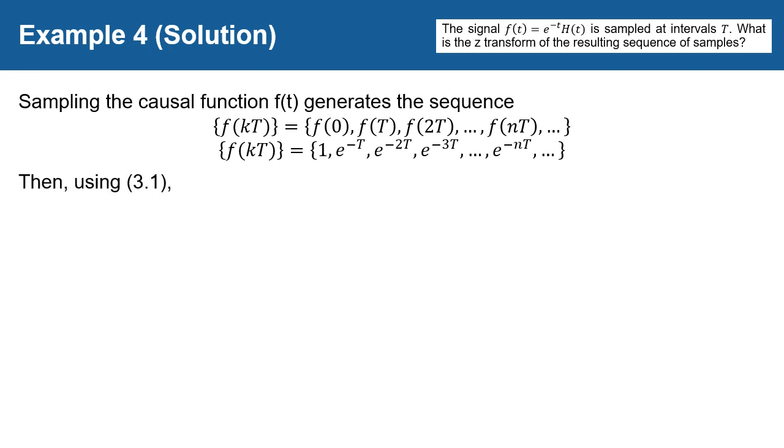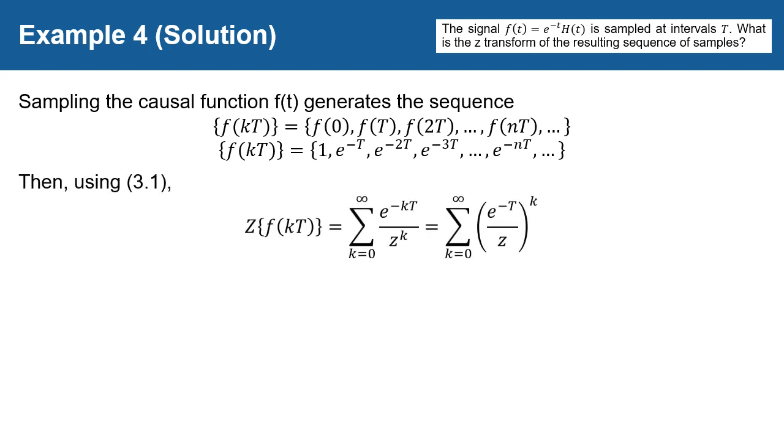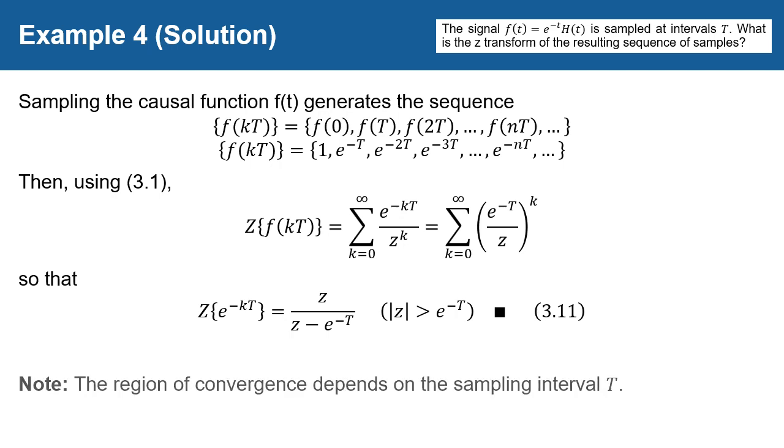Then using 3.1, the z transform of f of kT is equal to the sum from k equals 0 to infinity of e^(negative kT) over z^k. This is equal to the sum from k equals 0 to infinity of the quantity e^(negative T) over z, raised to k. So the z transform of e^(negative kT) is equal to z over z minus e^(negative T), where the absolute value of z is greater than e^(negative T). That ends our discussion of the z transform.